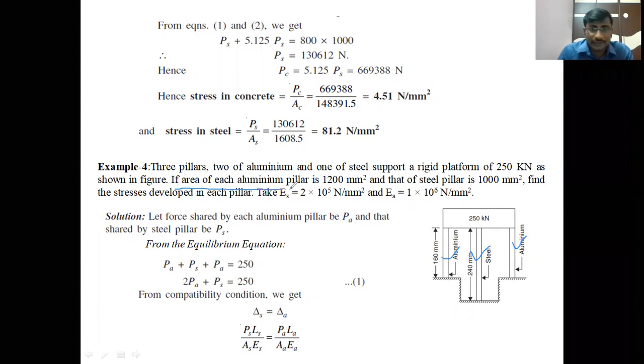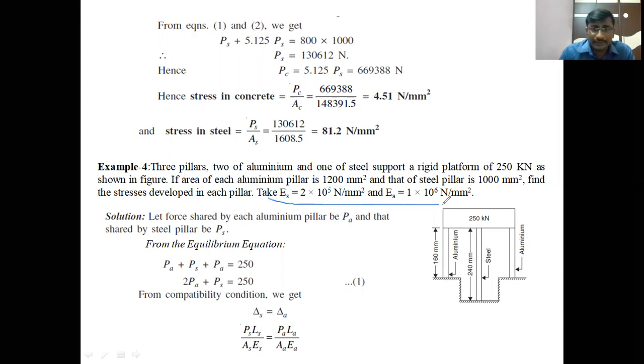The area of each aluminium pillar is 1200 mm square, and that of the steel pillar is 1000 mm square. The center one is the steel pillar. The area of the steel pillar is 1000 mm square. Find the stresses developed in each pillar. What is the stress in each pillar? That means the stress in steel and the stress in aluminium. Clear? Problem is clear. Now, the problem is simple.